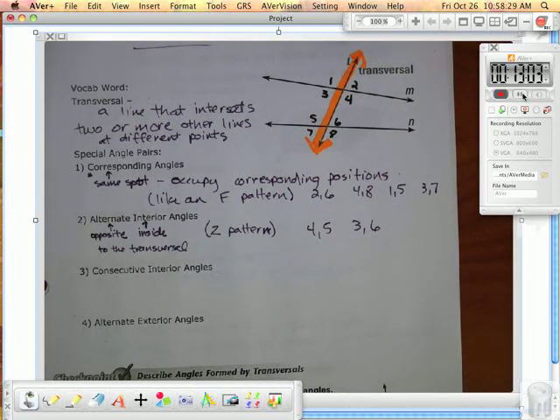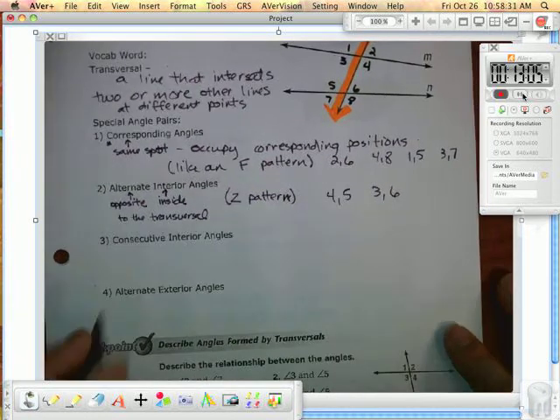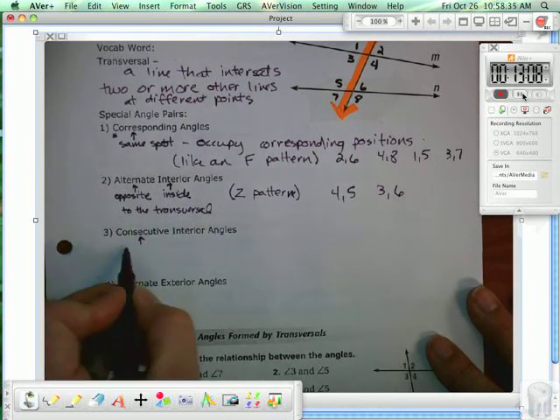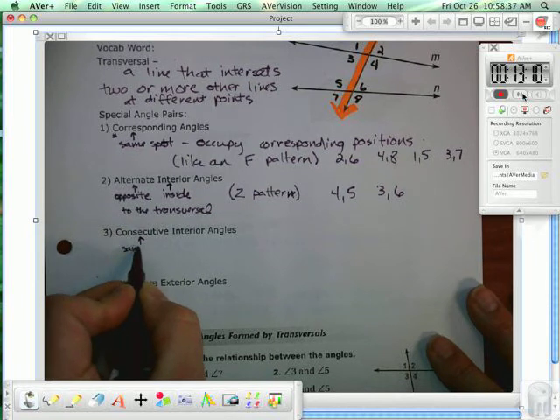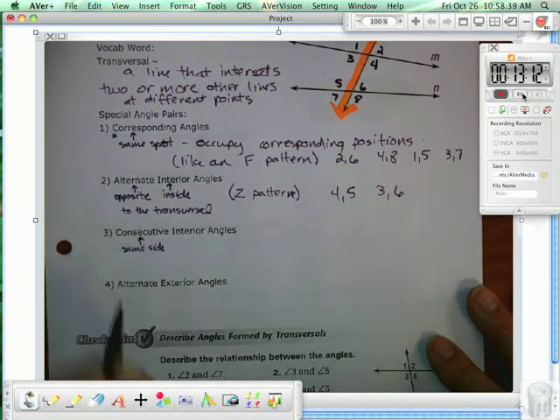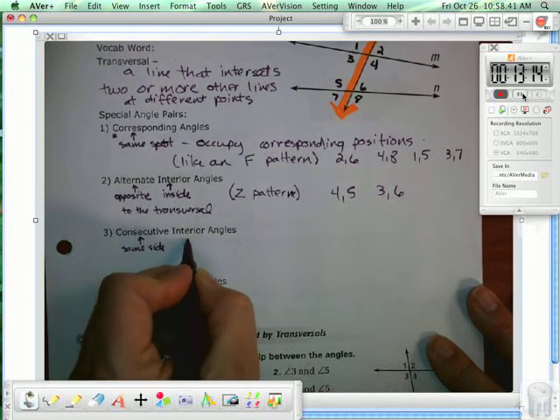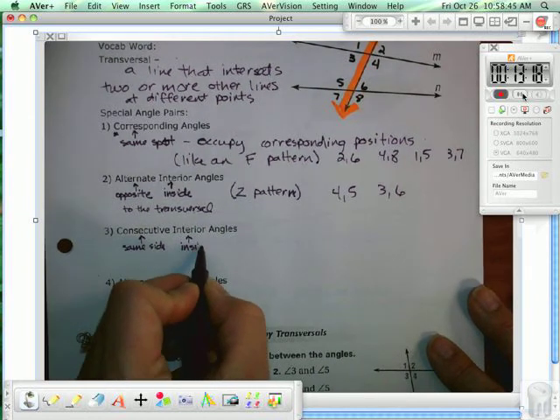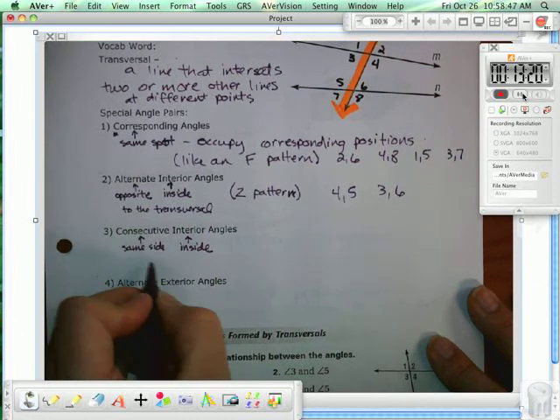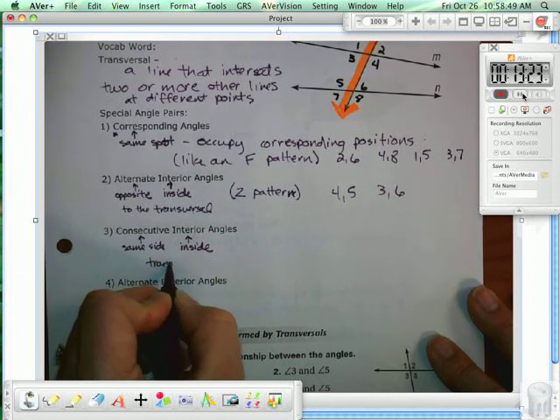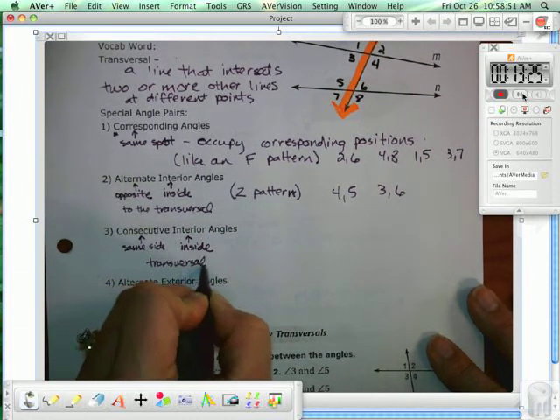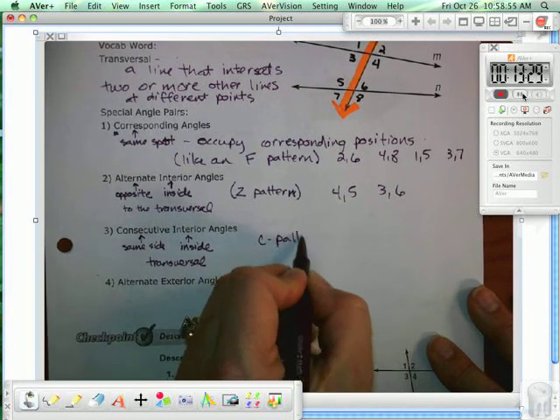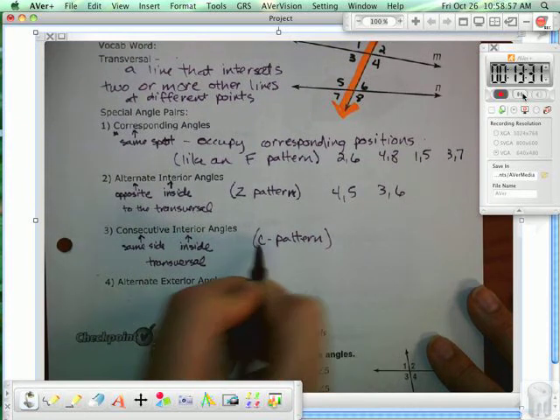All right, consecutive. What do you think that means? Like all in a row. Yeah, same side, all in a row. What does interior mean? Inside. Inside, compared to the transversal. It sort of makes like a C pattern if you want to look at it like that, but you don't have to. Just if you remember. So same side on the inside.